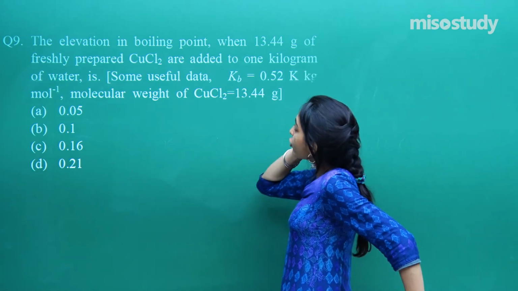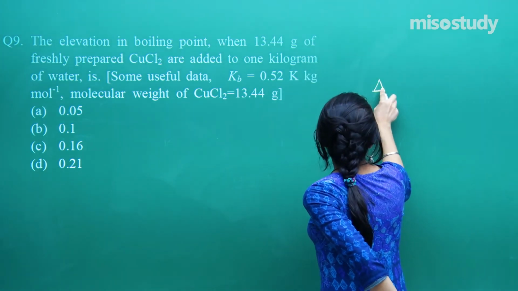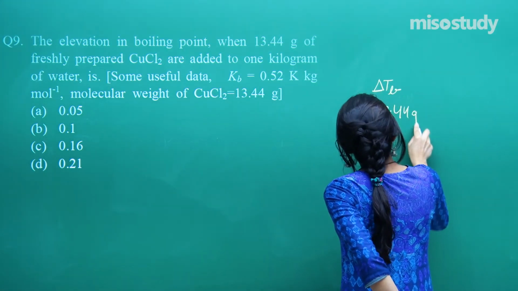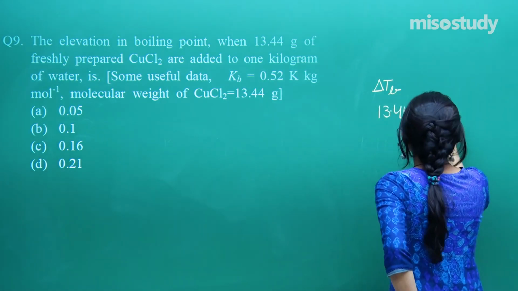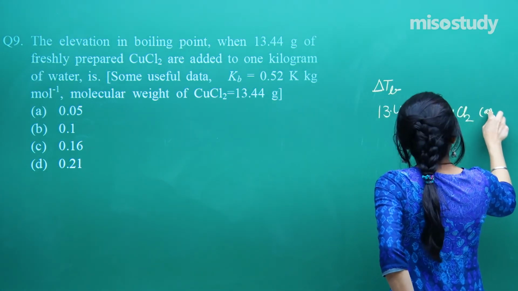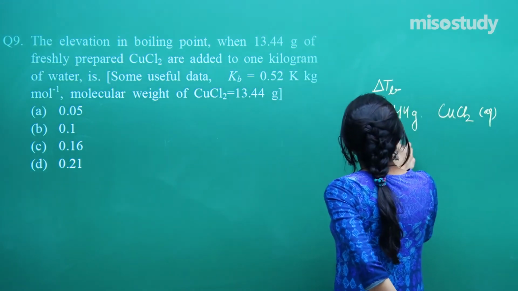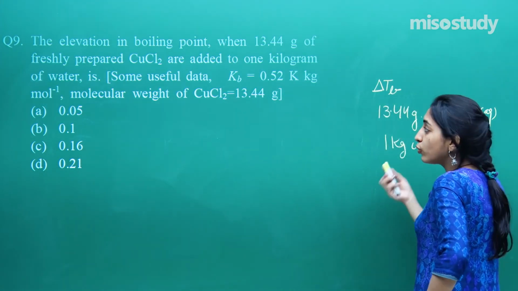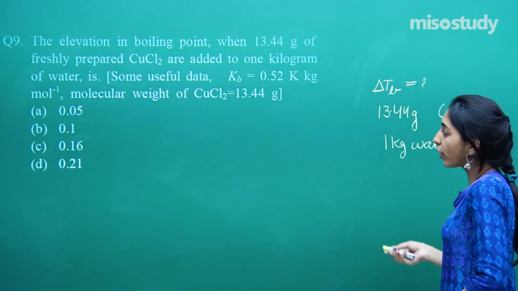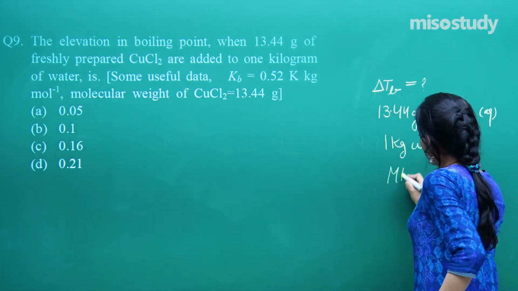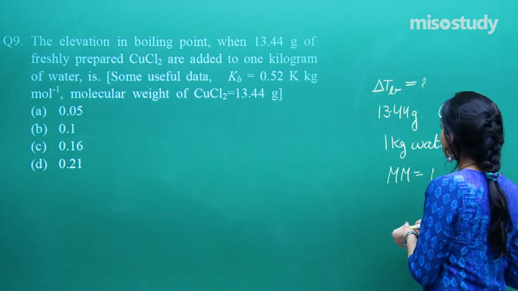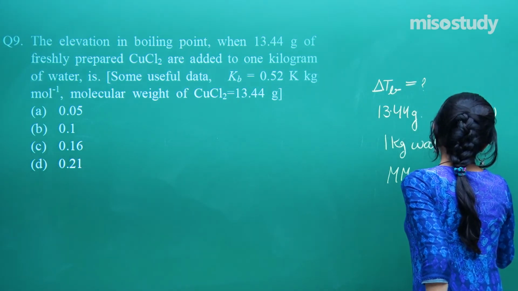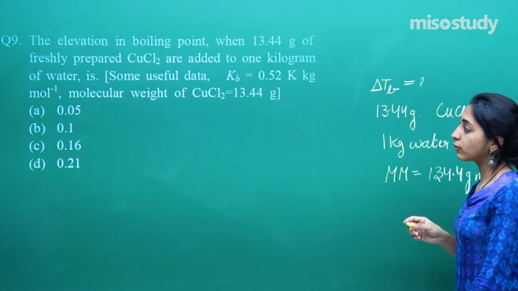This says that the elevation in boiling point, that means delta Tb, when 13.44 grams of freshly prepared aqueous CuCl2 is added to 1 kilogram of water. You need to tell me what is the elevation in boiling point, and the molecular weight of CuCl2 is given to me as 134.4 grams per mole, and the Kb is also given to you.